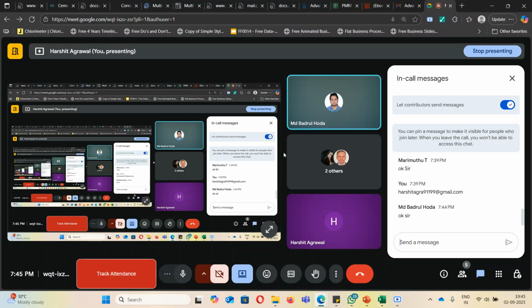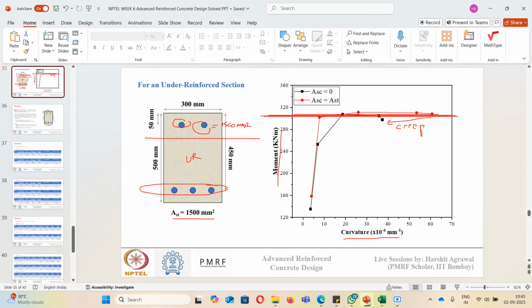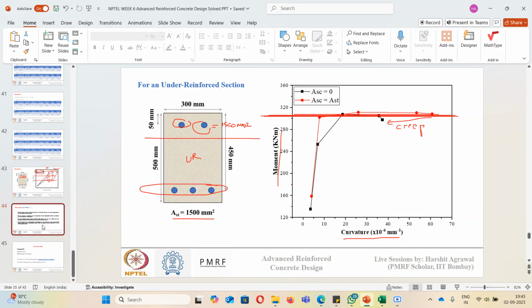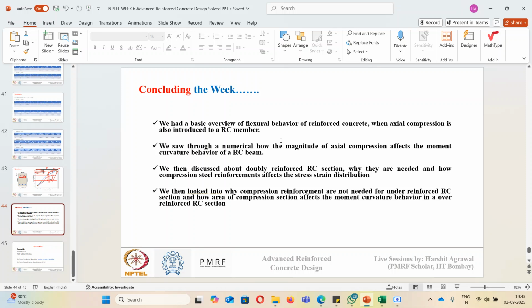Yes, sir. Any other doubt for anyone? No, sir. Okay, so this was all about today's session, and with this we'll end the moment curvature analysis part for flexure members.